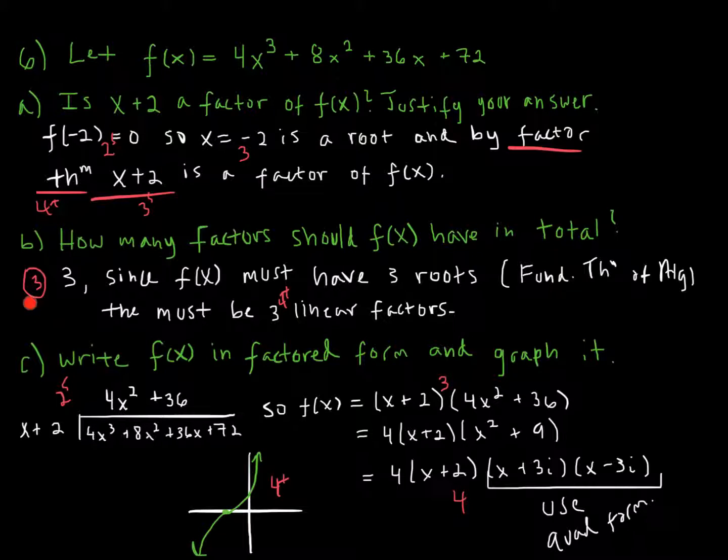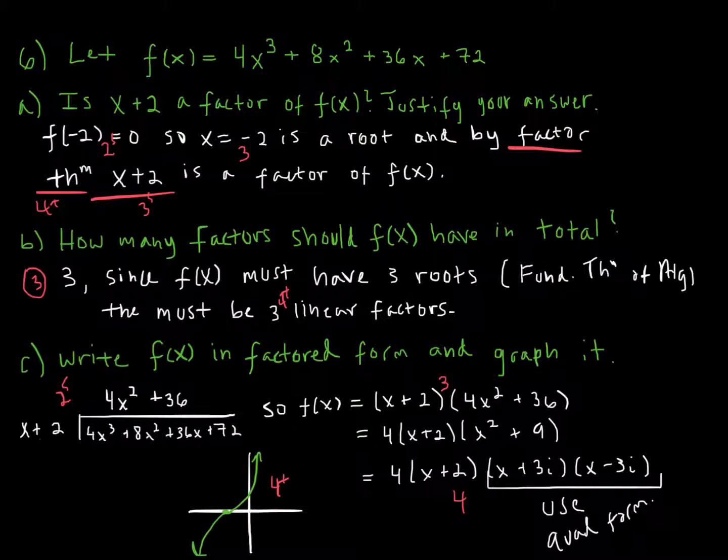How many factors will it have? Well, it has to have 3 roots since it's a third-degree polynomial. That's what the fundamental theorem tells me. So that means that there's going to be 3 linear factors since each root gives me a linear factor. I want to write f of x in factored form. So I have one factor. I need to know what the other factor is going to be. In other words, what times x plus 2 will give me my original function.